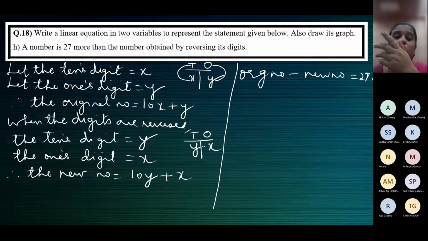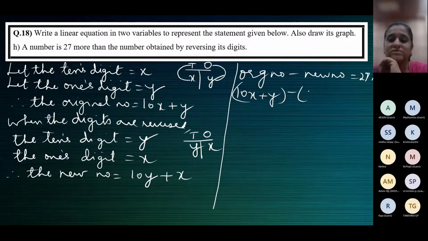The original number is 27 more. That means the new number is 27 less. The difference between the two numbers is 27. So always while subtracting, you write the greater number first. The original number is greater. So the greater number, original number, minus the smaller number, new number, is equal to 27. So the original number 10x plus y minus the new number 10y plus x is equal to 27. Original number minus new number is 27.